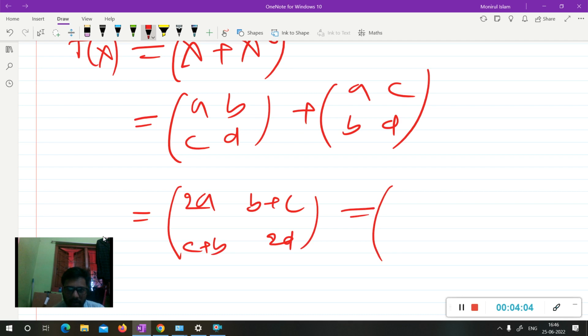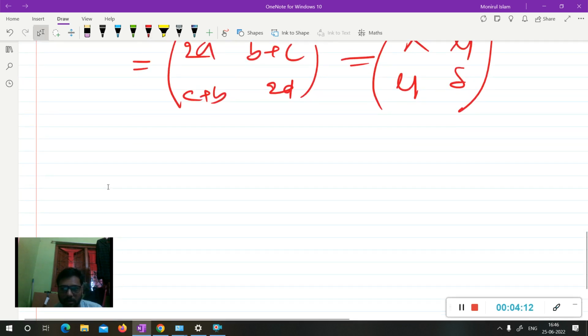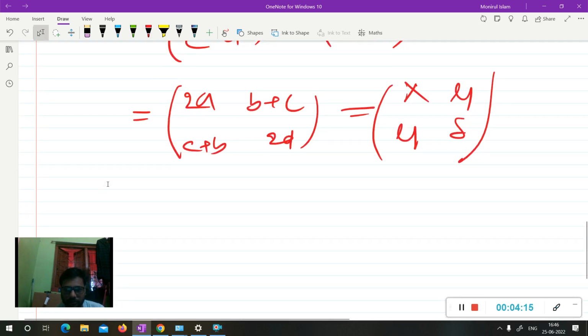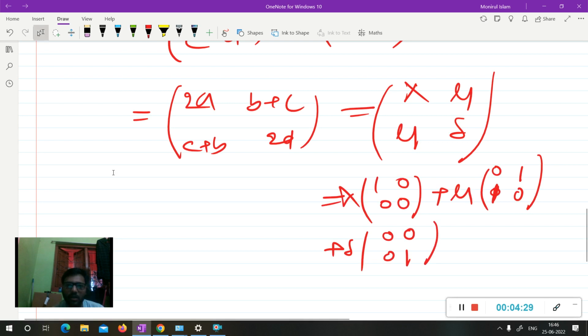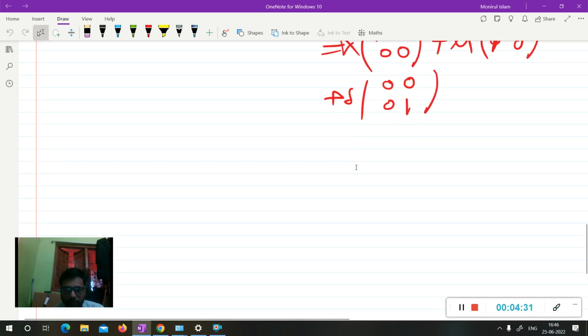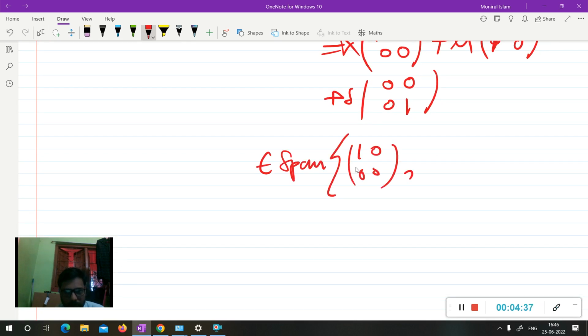You can name it like this: lambda, mu. If it is mu, then the other entry is also mu, and you can name the last one delta. So you can write this as lambda into the matrix 1 0 0 0, plus mu into the matrix 0 1 1 0, and delta into the matrix 0 0 0 1. So this matrix belongs to the span of 1 0 0 0, 0 1 1 0, and 0 0 0 1.